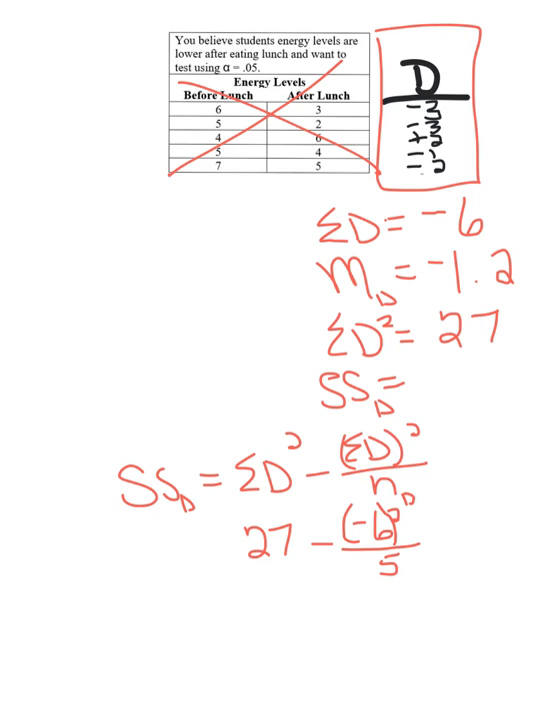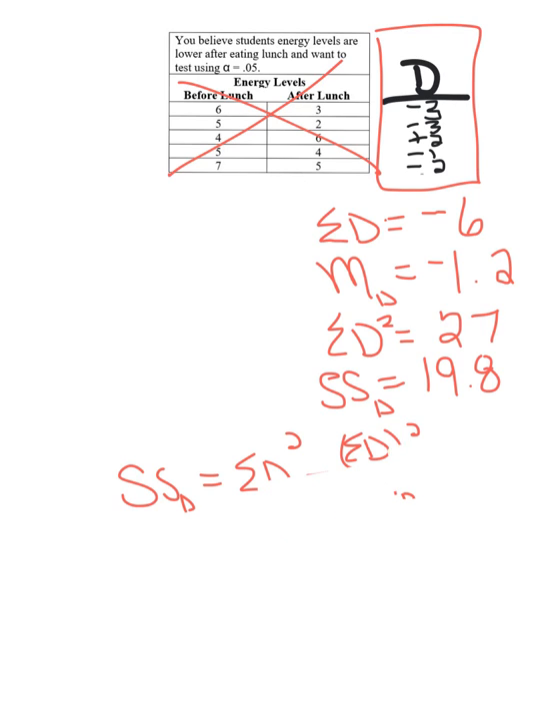So the way I put that in my calculator is 27 minus, and I put a parenthesis, and I'm dropping the negative so that I don't have to worry about if I'm putting my parentheses right, because a -6 squared is a positive number. So then I put parenthesis 6 squared divided by 5, and I close my parenthesis and hit enter. So I end up with 19.8. And I'll put that up here, 19.8. Okay? So I'm going to go ahead and erase this because we've got our sums of squares of the differences.